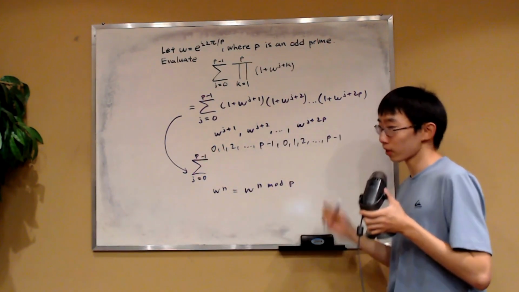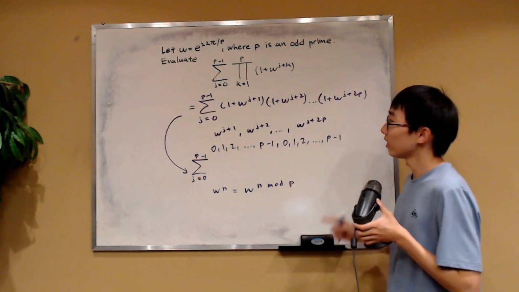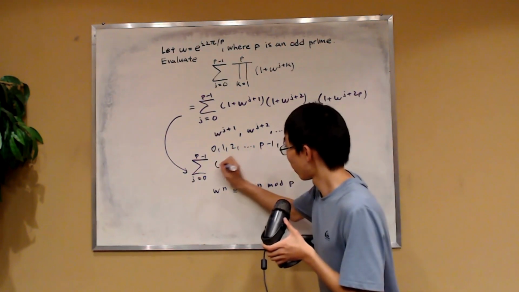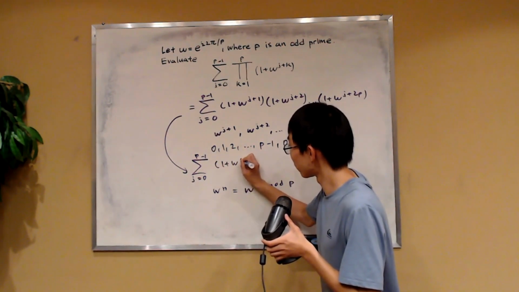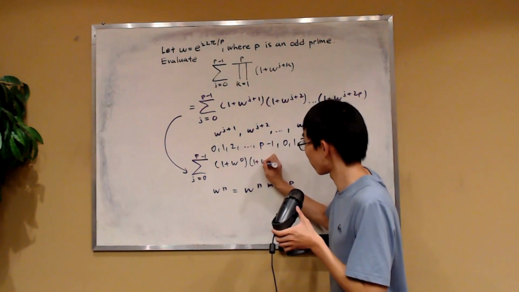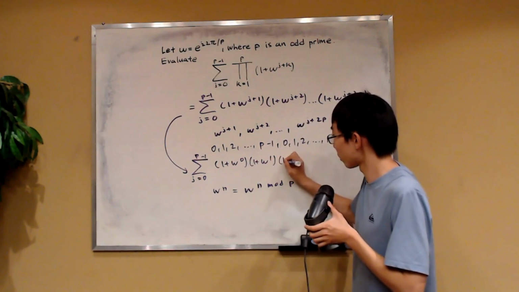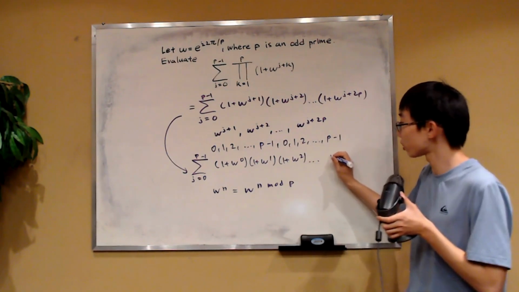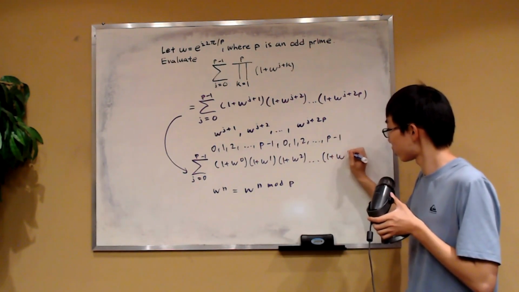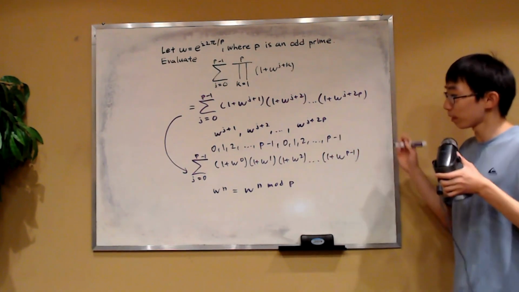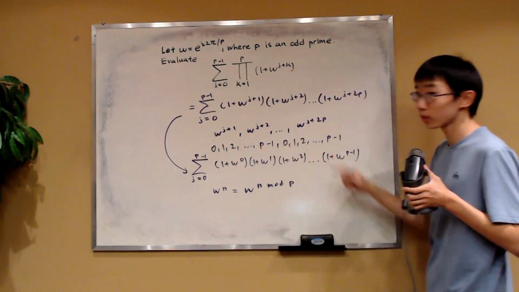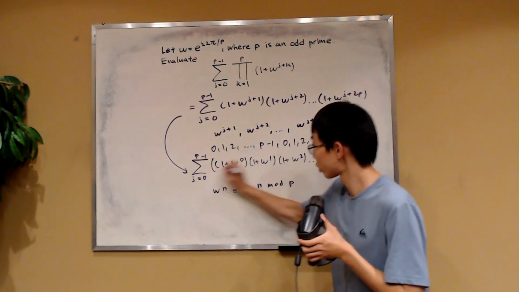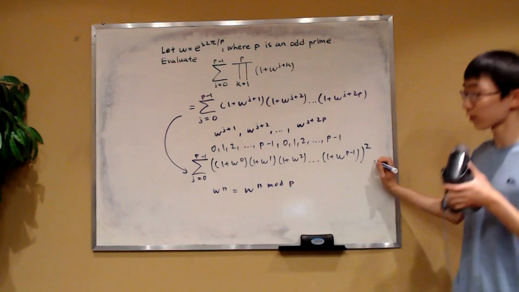And as a reminder, again, we're using this identity. This product will become (1 + ω^0)(1 + ω^1)(1 + ω^2), and so on and so forth, all the way to (1 + ω^(p-1)). But remember, this sequence appears twice, so we actually have to square this entire product.